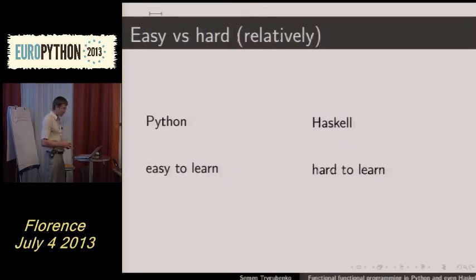I'd like to start with the first point: there is a belief that Python is easy to learn, and relatively speaking, Haskell is harder to learn.